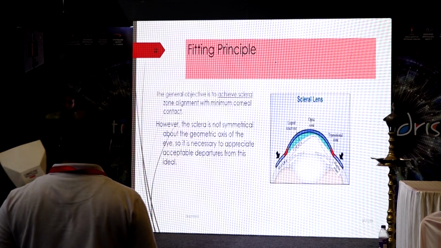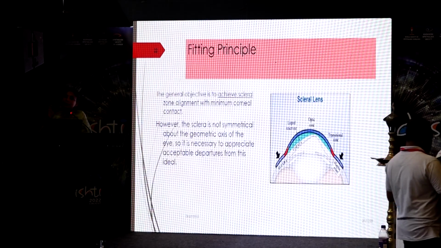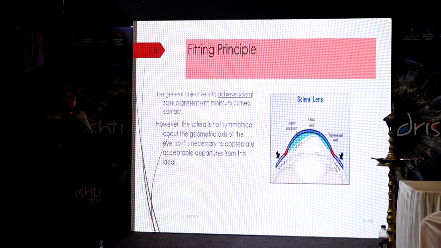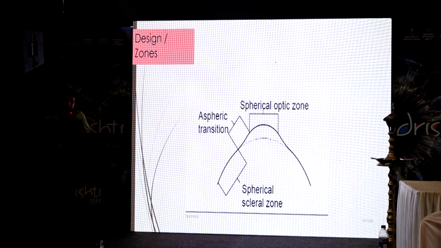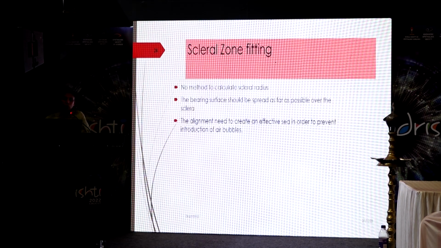Okay. So you also need to understand the profile of the cornea. Because these lenses go beyond the limbus, it is not just the corneal topography, the scleral topography also needs to be understood in all our cases. When you talk about the design of a scleral lens, it usually has a spherical optic zone, a transitioning aspherical zone, followed by a spherical scleral zone. There is no method to calculate the scleral zone radius.